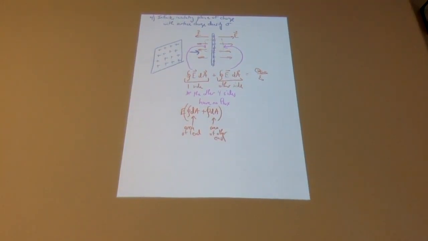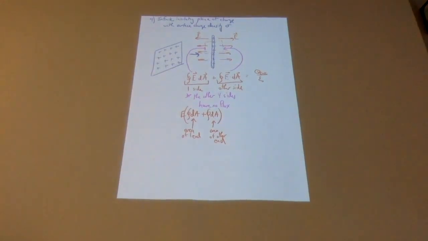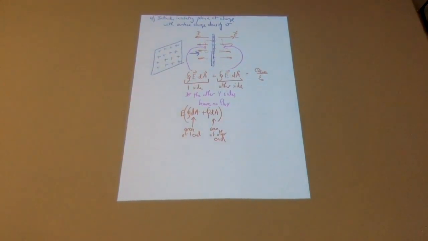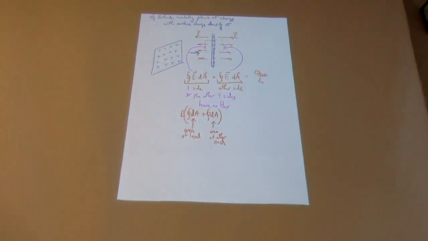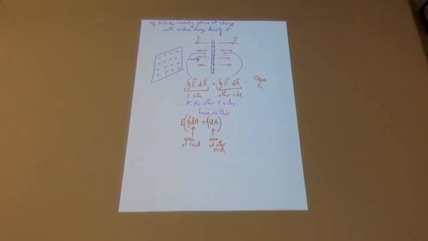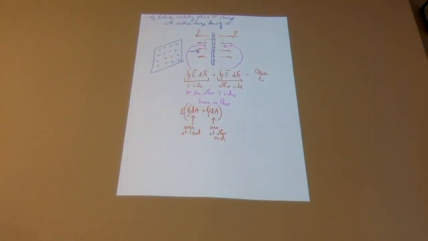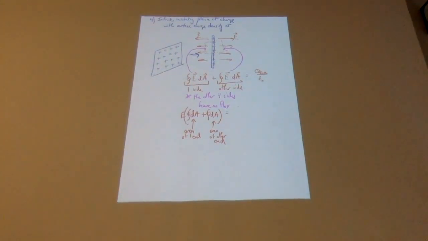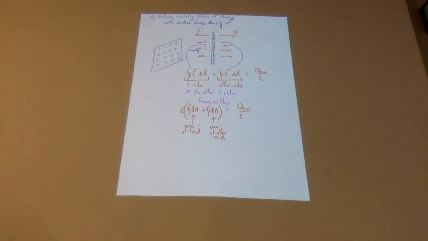Keep in mind that those ends are squares or rectangles, or technically they could be any shape you want them to be, because they're about to cancel out. Okay, we'll just pretend they're squares, why not? And on this side we still have Q enclosed over epsilon naught.